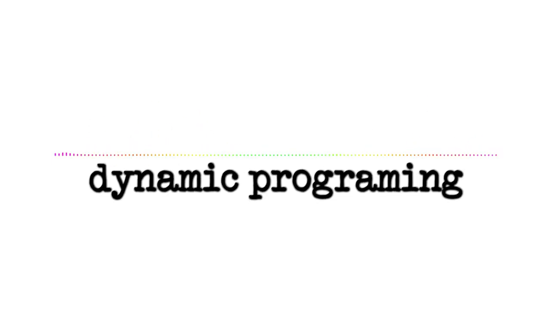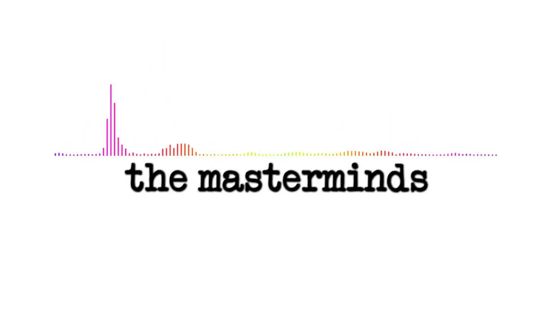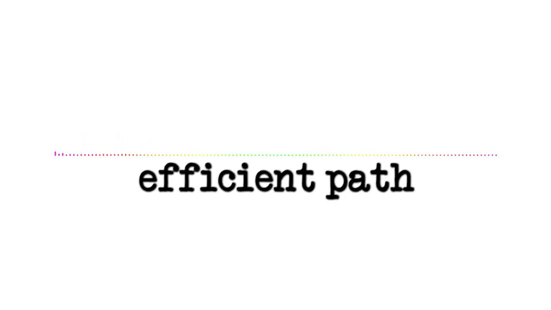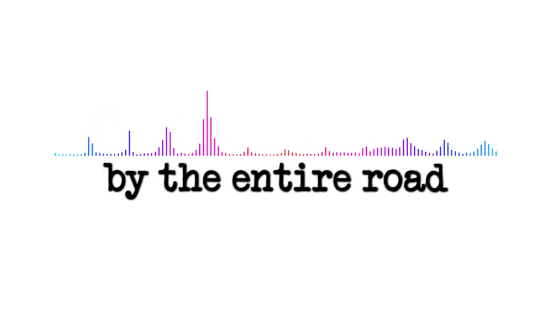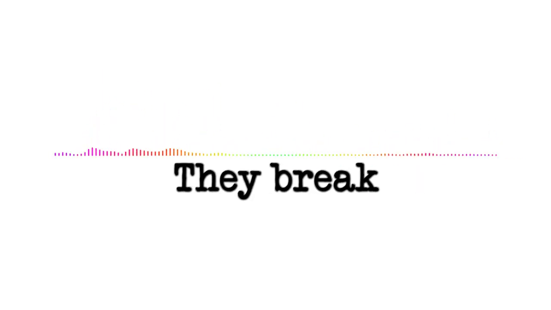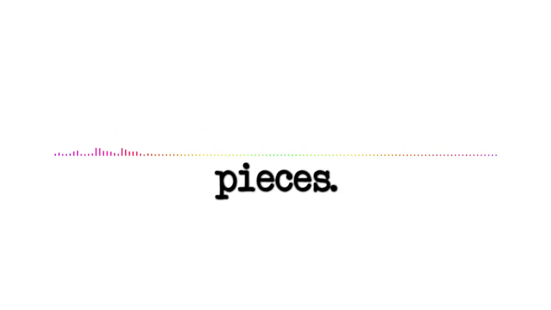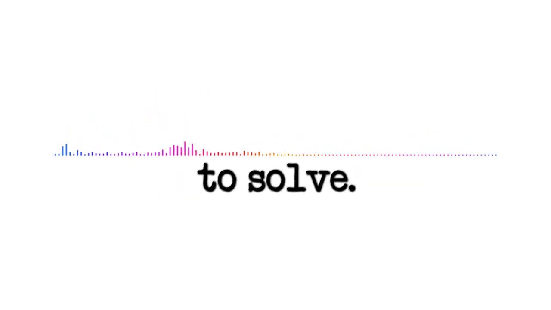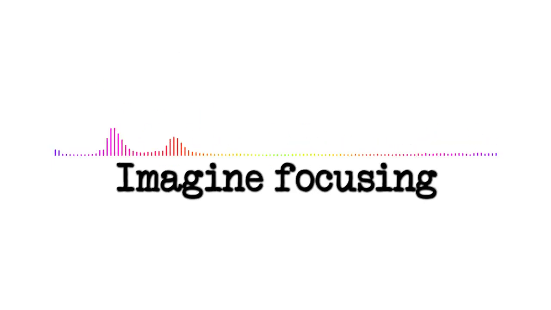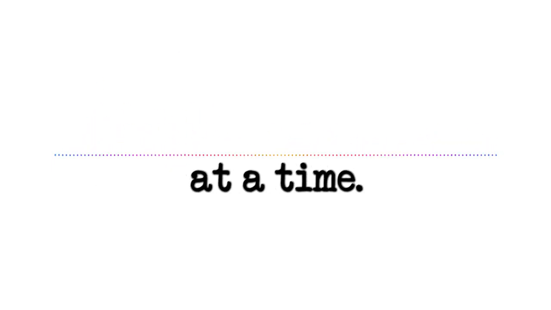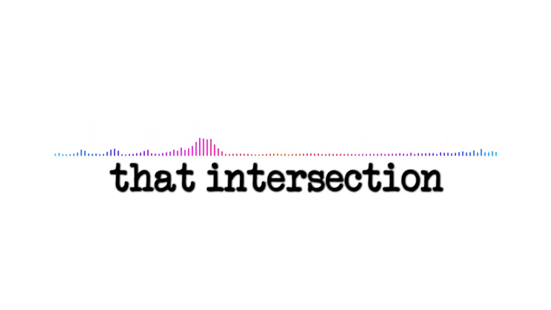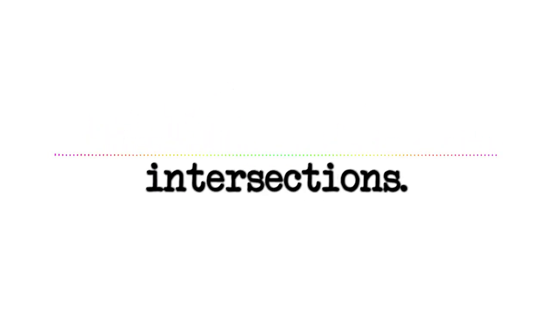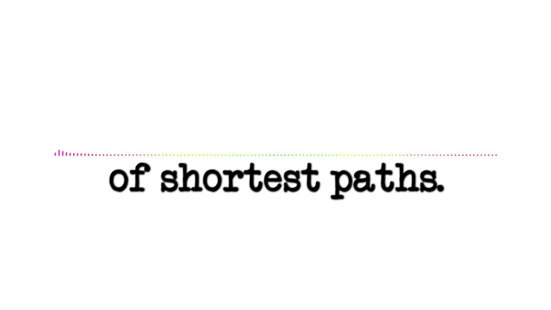This is where dynamic programming algorithms come in. They're like the masterminds behind the scenes, working tirelessly to find you the most efficient path. Instead of getting overwhelmed by the entire road network, they break the problem down into smaller, more manageable pieces. So it's like dividing a giant puzzle into smaller sections that are easier to solve. Exactly. Imagine focusing on one intersection at a time. You figure out the shortest path to reach that intersection from your starting point. Then you do the same for all the other intersections, building a web of shortest paths.